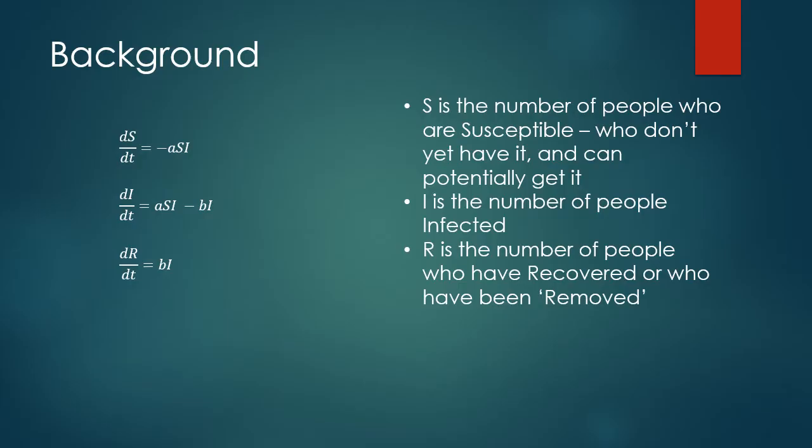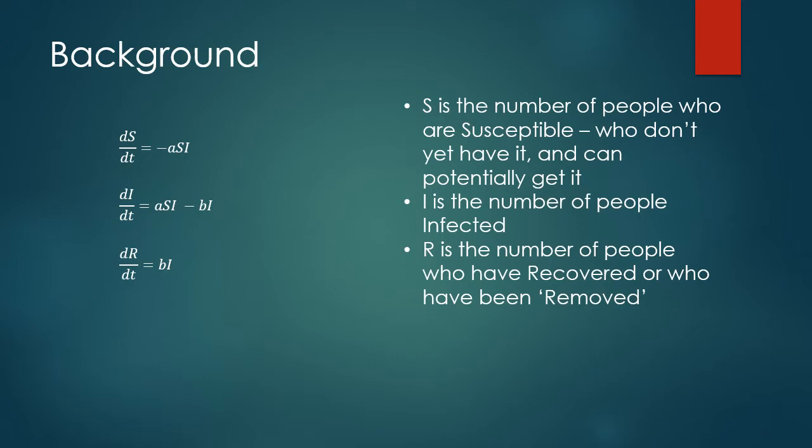All right, so the model that we're looking at is called the SIR model, where S stands for susceptible, people who don't have the disease yet but could get it. I is the number of people who are infected, who currently have the disease, and R is the number of people who have recovered. In the lab manual, it says that the disease is rarely fatal, and so we just take R to be the number of people who recovered.